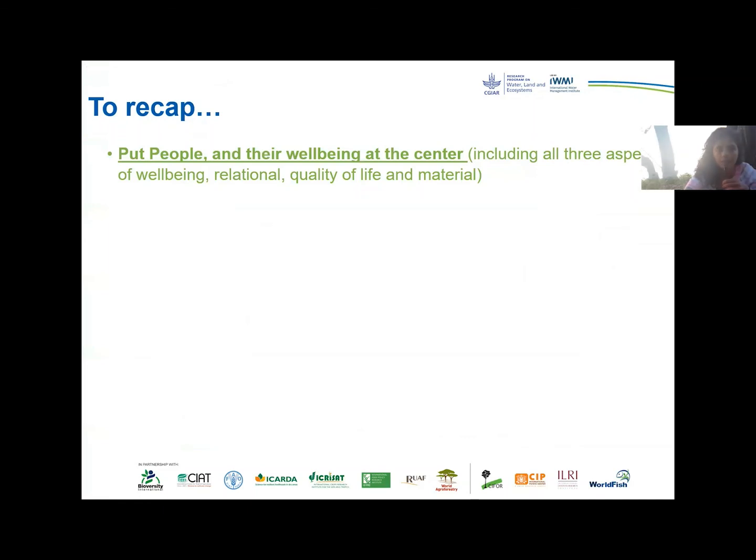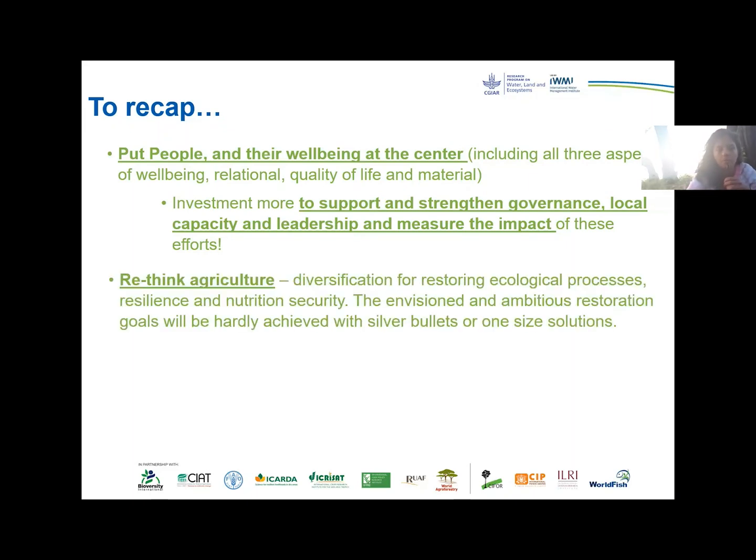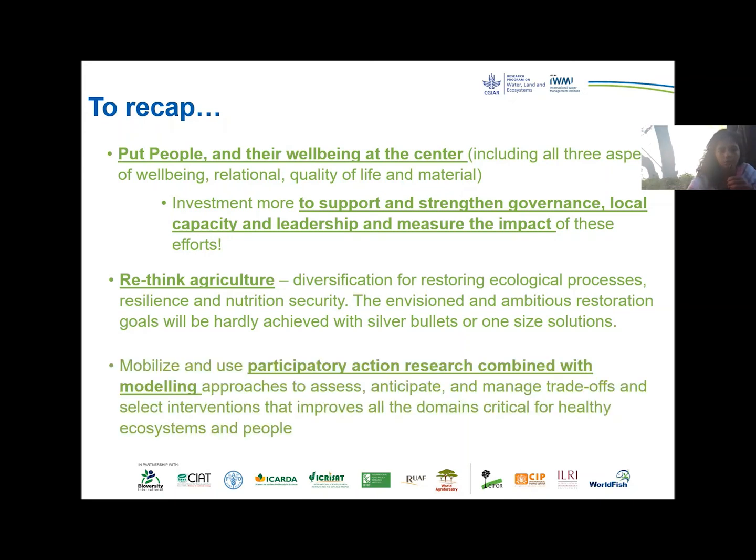So just to recap, put people and their well-being at the center and support and strengthen governance, local capacity and leadership, and measure the impact of those investments. Again, for agriculture, the same. Rethink agriculture diversification for restoration, ecological processes, resilient nutrition, but also measure the impact and the comparative advantage of different arrangements or different diversification strategies.